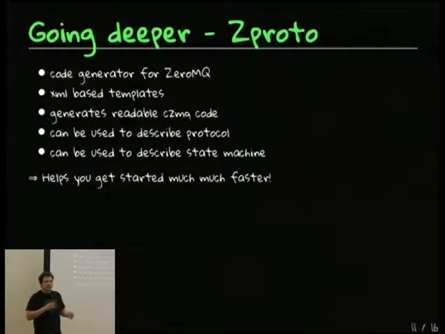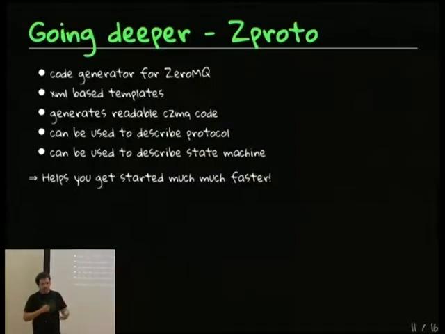But there are also some other interesting tools that we can use with ZeroMQ. One of the most interesting tools, I would say, is called Zproto, and it's a code generator. And it's unfortunately XML based. Nobody likes to write XML, but it's quite powerful. It's based on GSL, which is some code generation tool. And from this XML template, it will generate CZMQ code.